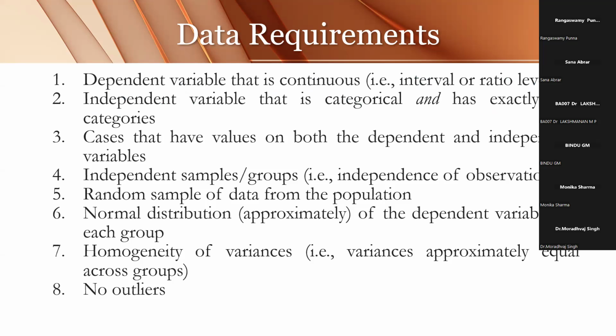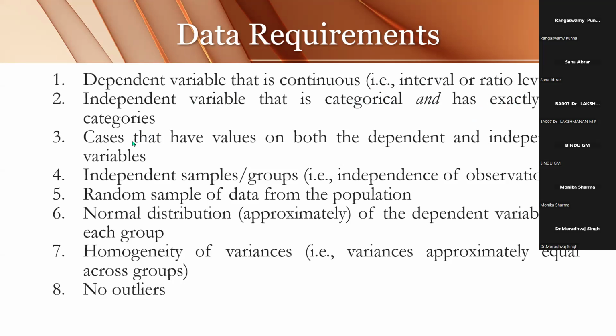I'm just repeating again. As a researcher, if you want to conduct an independent sample t-test, we need two variables: one is the dependent variable, the second is the independent variable. The dependent variable must be interval or ratio data, whereas the independent variable must be categorical. It can be nominal data or ordinal data. The thing is, you should have two categories.